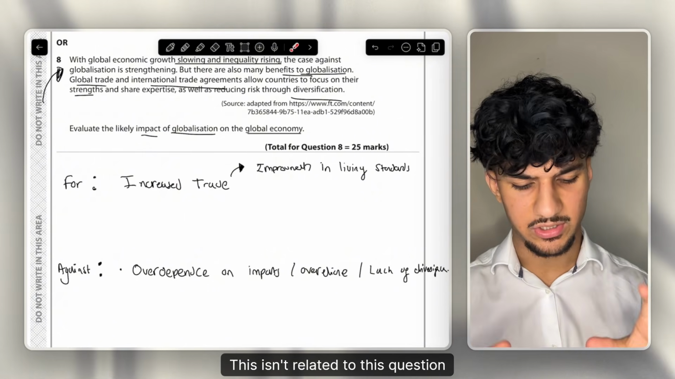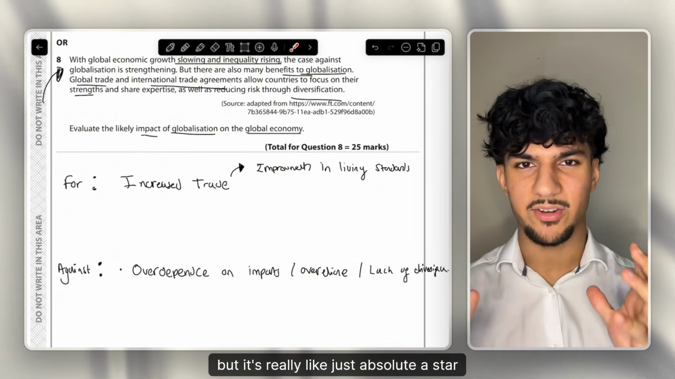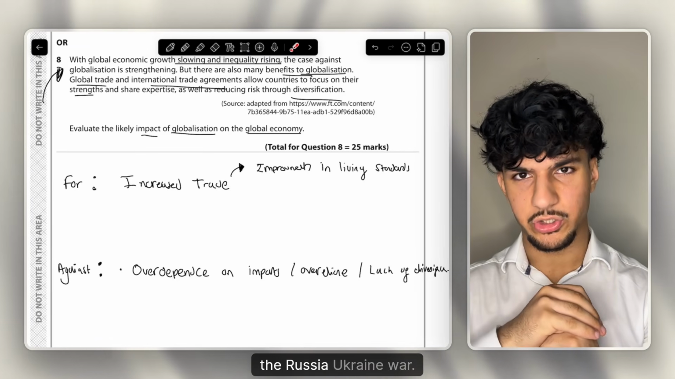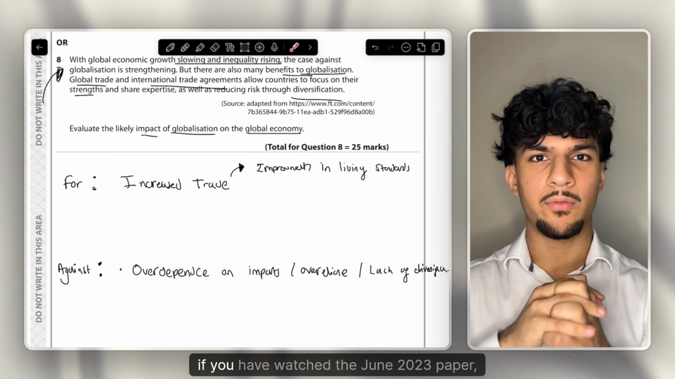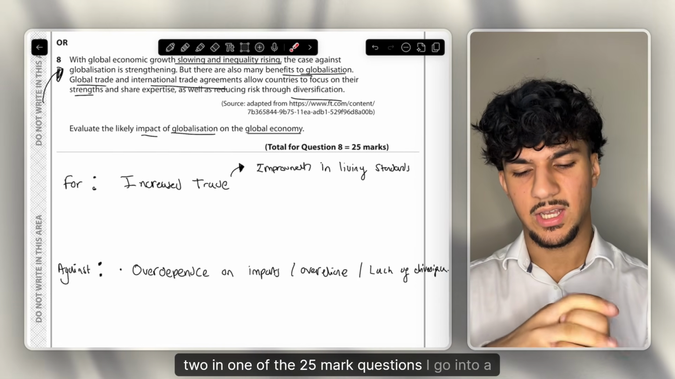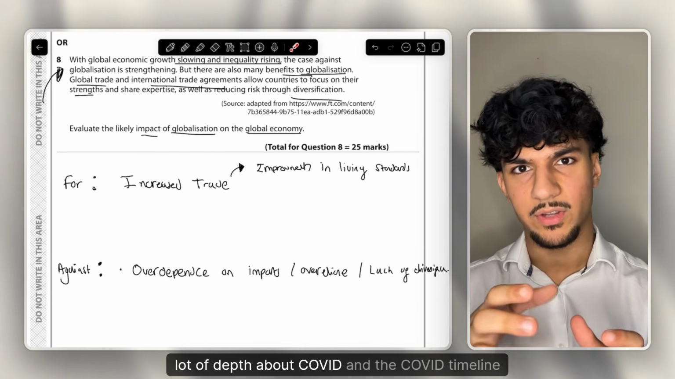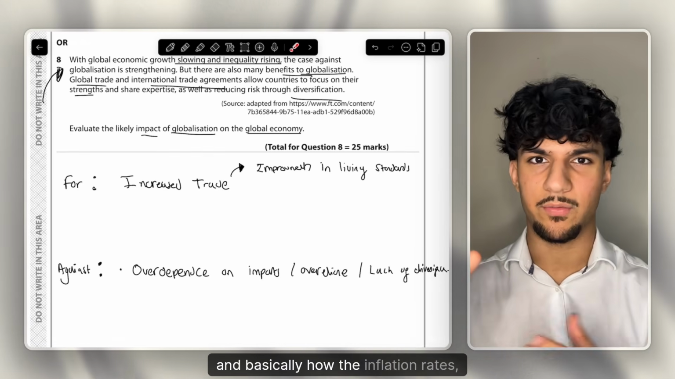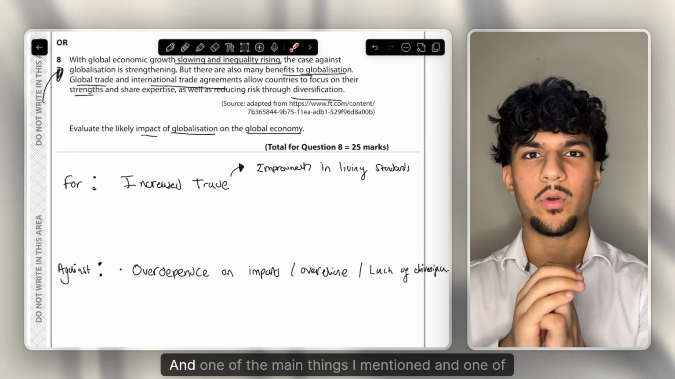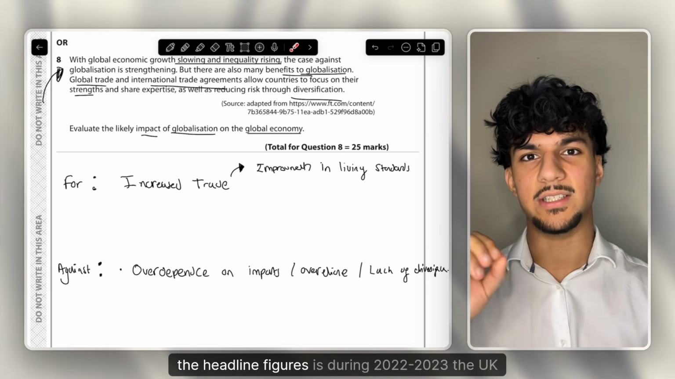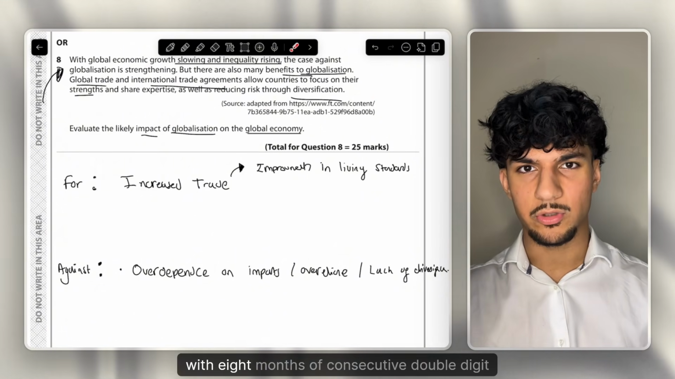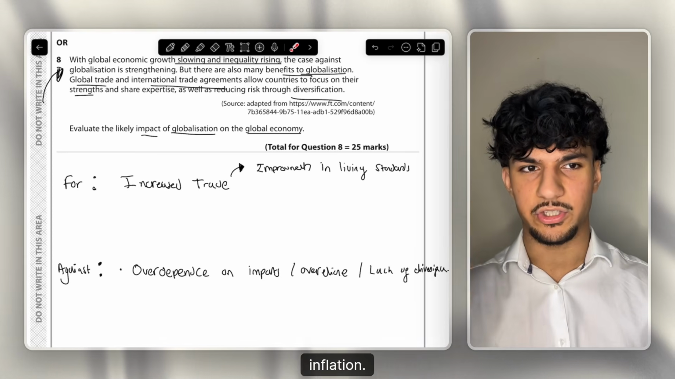I just want to add a bit on here. This isn't related to this question, but it's really just absolute A-star knowledge. So here I've mentioned gas prices and the Russia-Ukraine war. Now, if you have watched the June 2023 paper 2, in one of the 25 mark questions, I go into a lot of depth about COVID and the COVID timeline, and basically how the inflation rates differed between COVID and what caused these inflation rates. And one of the main things I mentioned, and one of the headline figures, is during 2022 to 2023, the UK suffered 8 months of consecutive double-digit inflation.